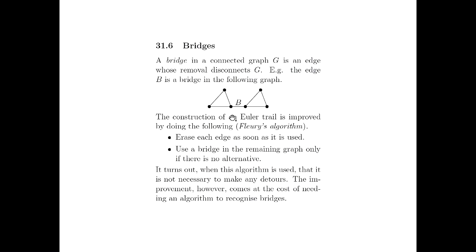So in some ways, that's the most important thing here. Remember, a bridge is an edge in a connected graph where if you got rid of it, you would disconnect the graph, right? In particular, if a vertex has degree 1 in a connected graph, the edge incident to that vertex will be a bridge, right? Because if you got rid of it, that vertex would be on its own. That would make the graph disconnected.